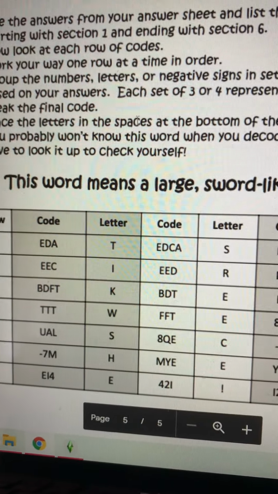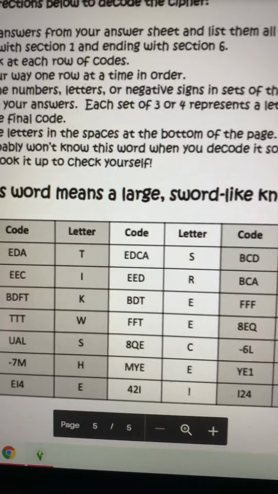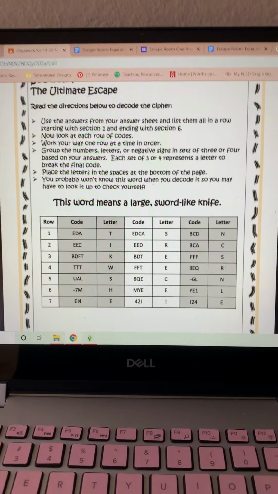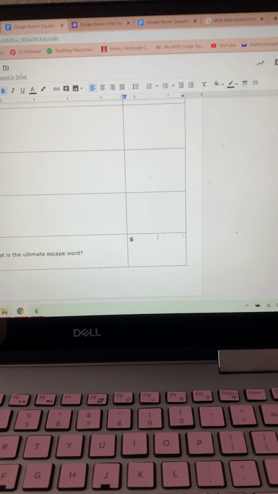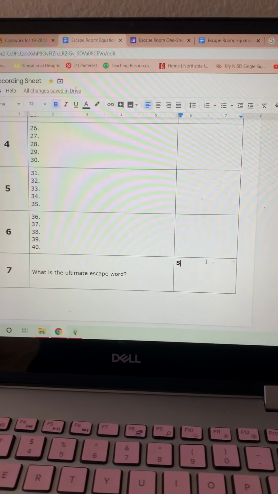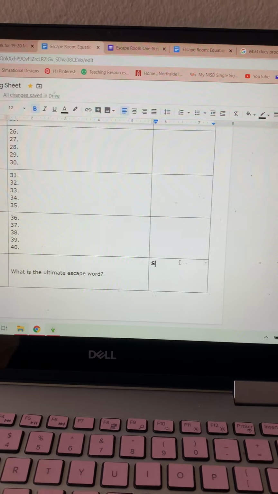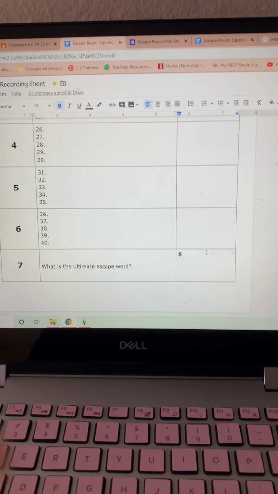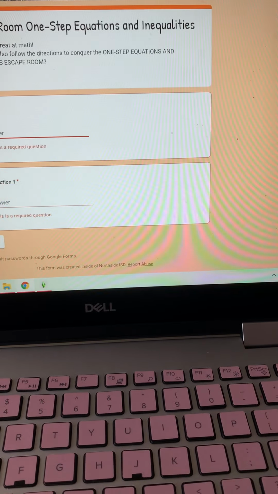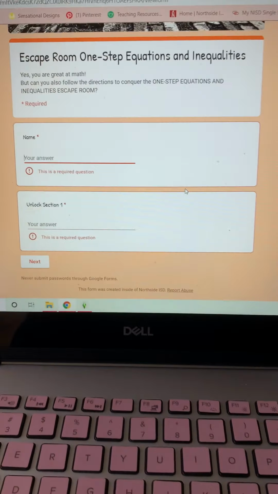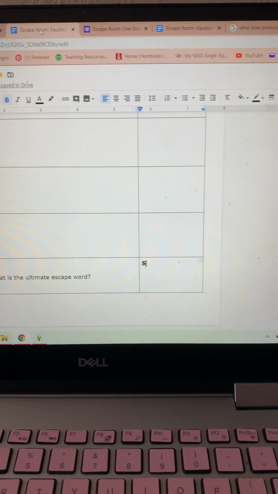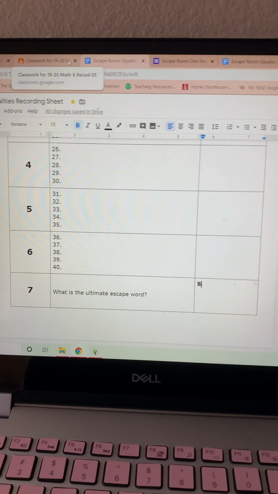Okay, you probably won't know what this word is when you decode it, so you may have to look it up to check yourself, which is perfectly fine. So once you get your stream of letters on your answer sheet, other than S, it'll make this super weird word. Okay, now I want you to look up that word to see if it's an actual word or if you kind of jumbled up or missed something. Okay, now if you want to check yourself, your answer document will have a little hint at the bottom. Utilize that hint. Okay, look up that definition, see what happens.